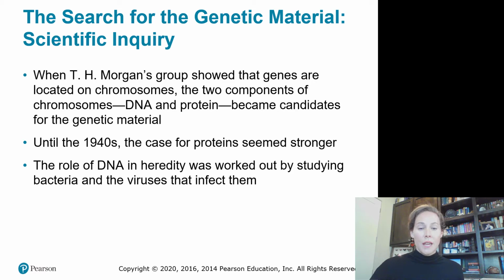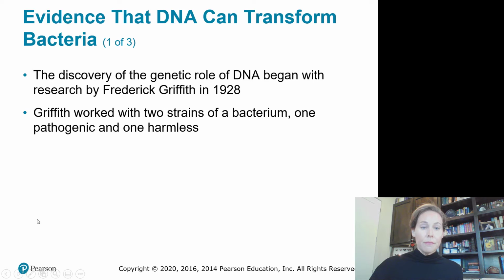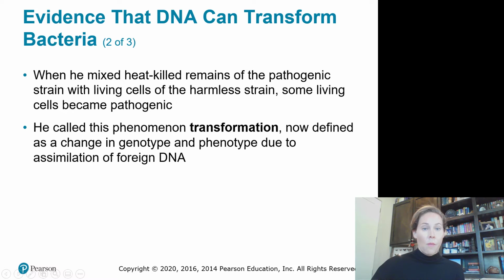So the role of DNA in heredity was worked out by studying bacteria and viruses that infect them. And you guys probably remember this back from exam 2, maybe, chapter 17, when we covered bacteriophages. The discovery of the genetic role of DNA began in 1928. And he worked on 2 strains of bacteria, and he was looking at one that was pathogenic, so a bacteria that was harmful, and then one that was harmless.